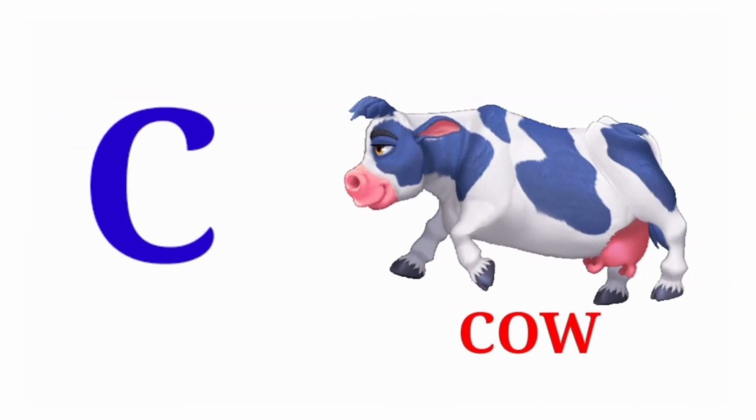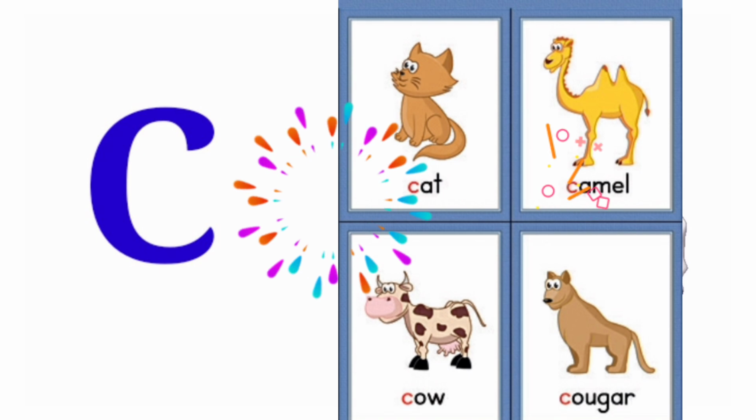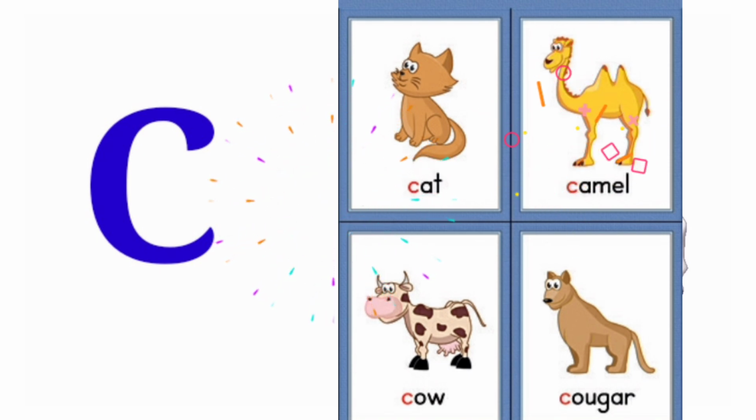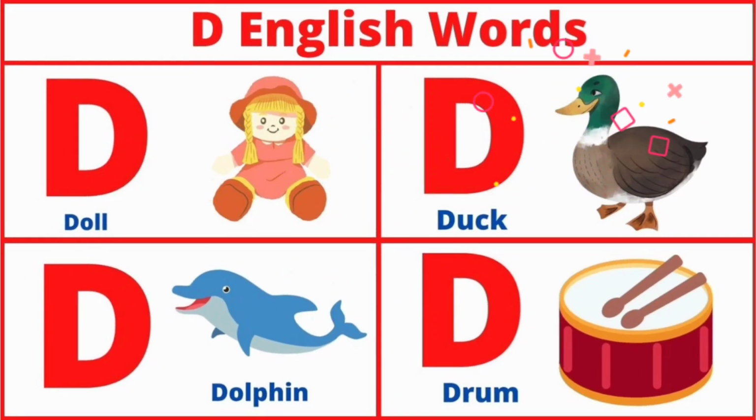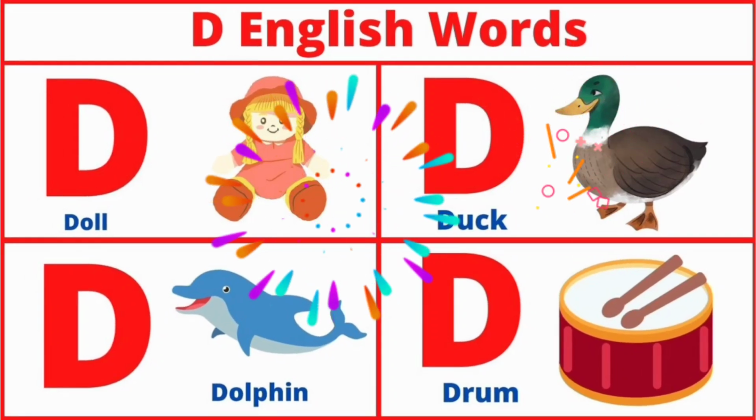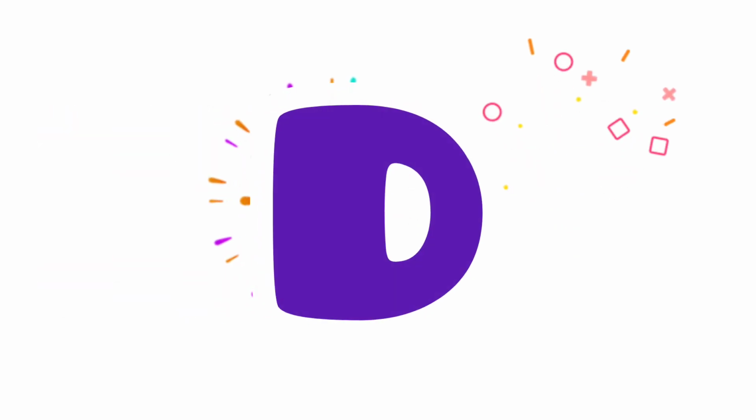C is for cow, C is for cat, C is for camel, C is for cougar, C. D is for doll, D is for duck, D is for dolphin, D is for drum.